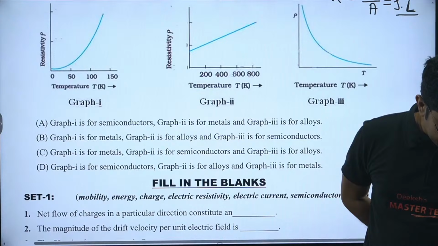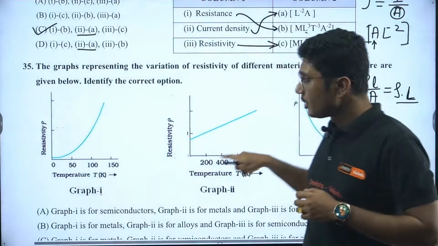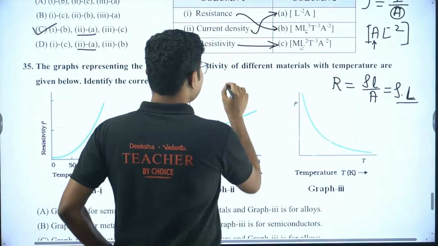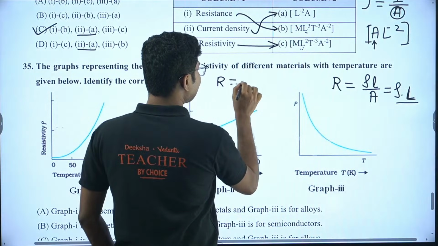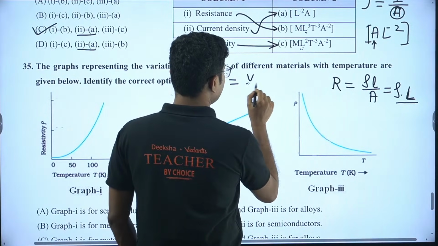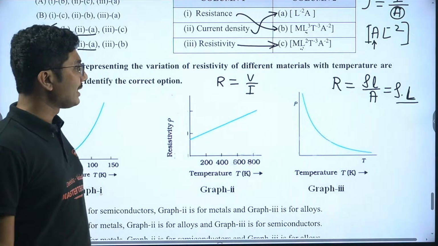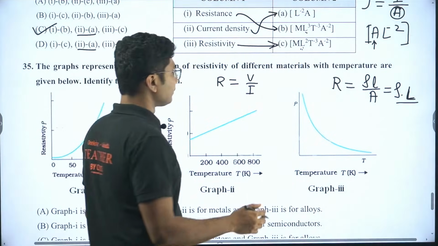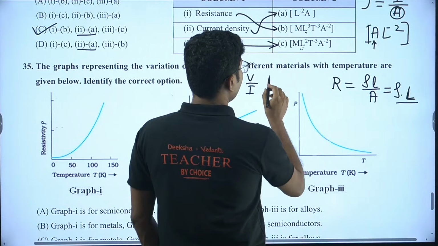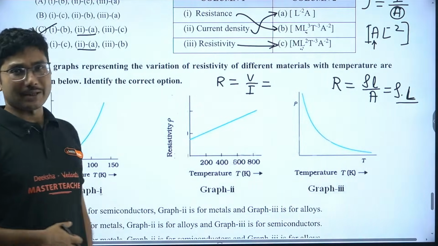Sir, please check once the resistance dimension. Komal Kaushik is saying please check the resistance dimension. So, if you want me to check the resistance dimension, let's see. What is resistance? Resistance is V upon I, right? Now what is V? V is work per unit charge, okay?